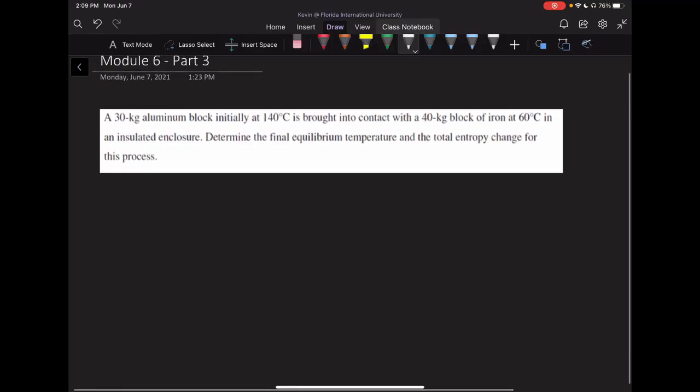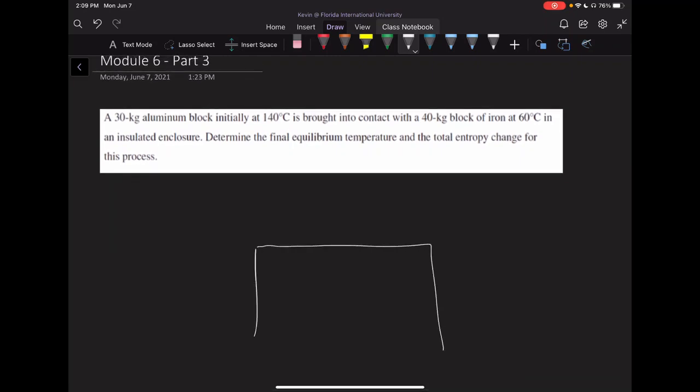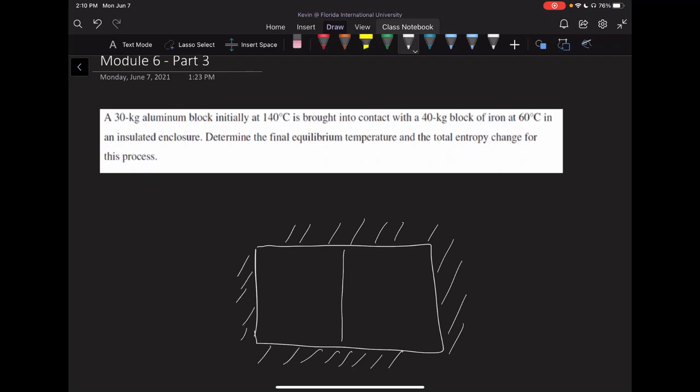So we can start this problem by drawing a little bit of a diagram to define what it would look like. We know that the system is insulated, so we're going to add some insulation on the outside. And we know that we have aluminum and iron coming into contact. From this contact, we're told to determine the final equilibrium temperature, which we know how to do, and the total entropy change for this process, which is a new part.